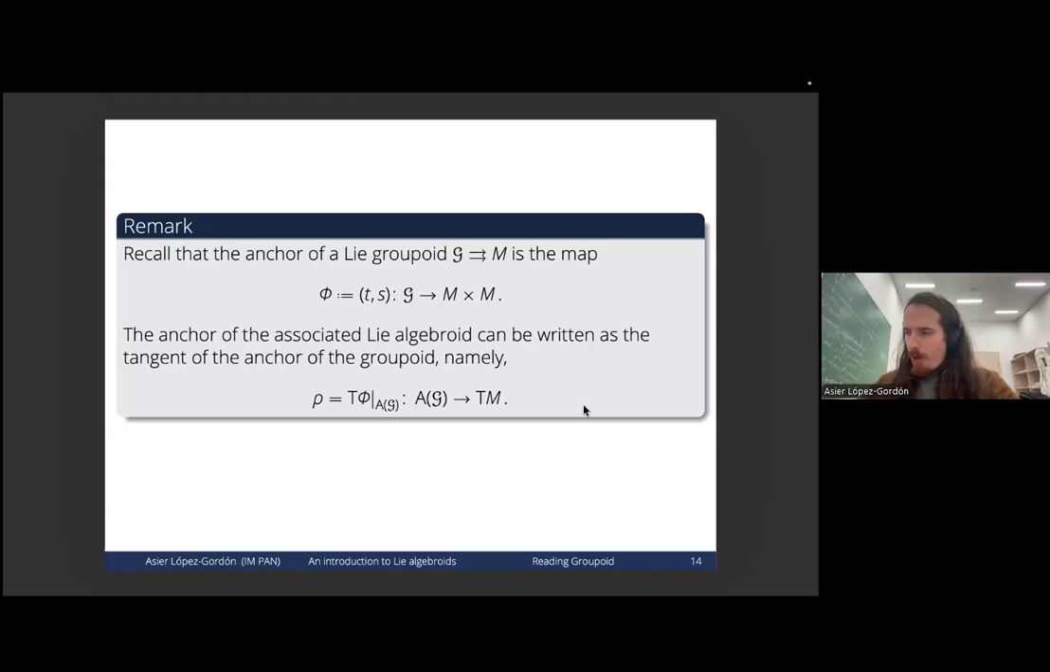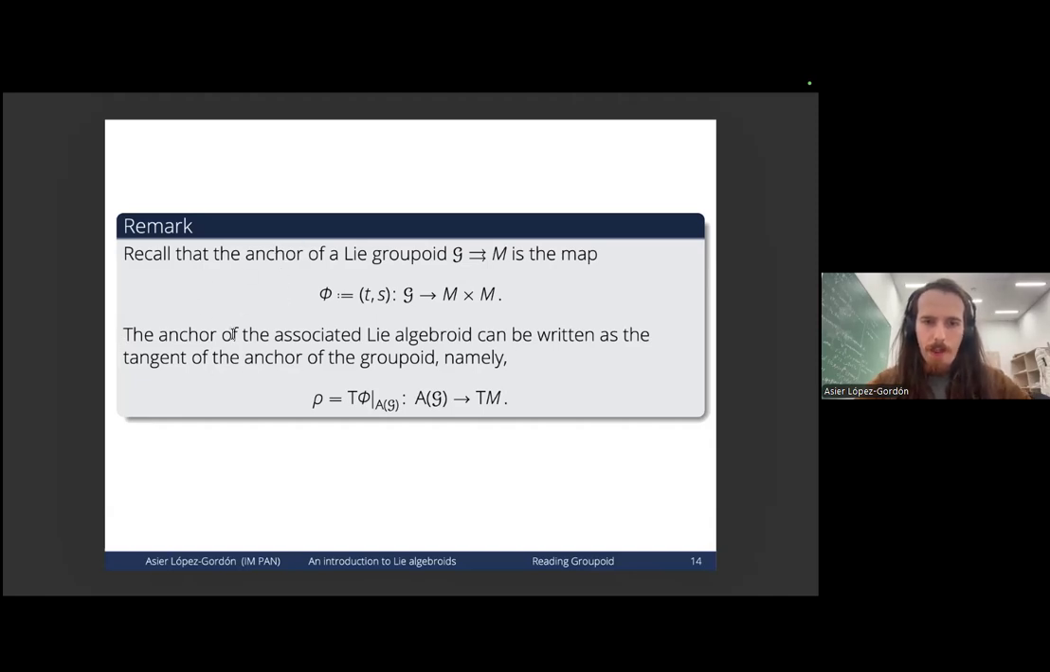Let me also recall that in some previous talk, I'm not sure, perhaps it was the one by Ruben, we introduced the notion of anchor of a Lie groupoid. Well, it's just the pair formed by the tangent and the source. So it goes to the product manifold of M times itself. And of course, we can see it as a Lie groupoid morphism that maps any groupoid to a trivial groupoid.